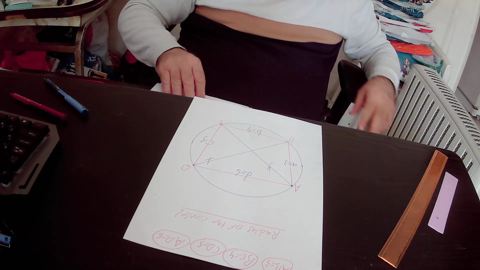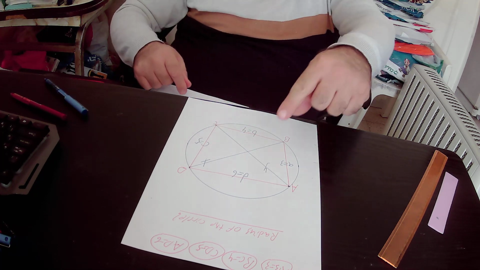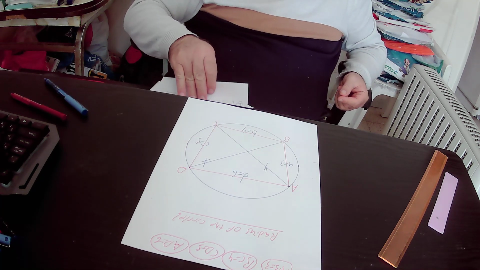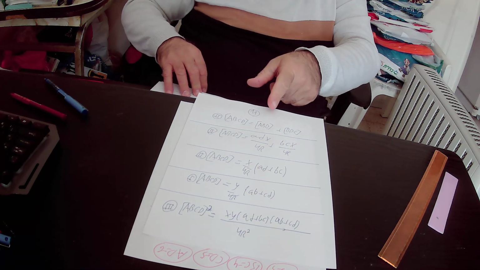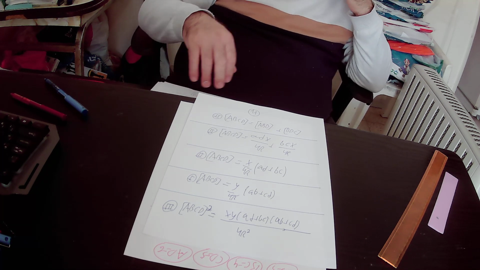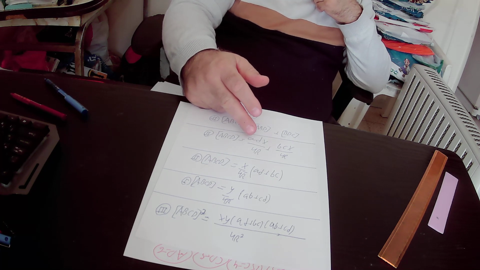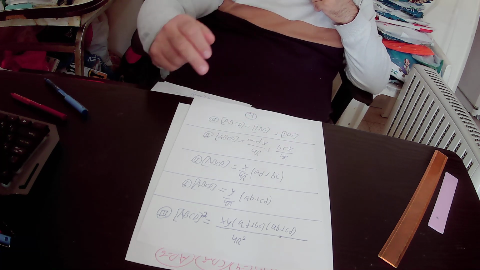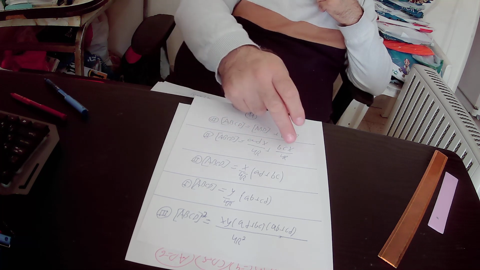If we combine triangle BDC with triangle ABD, we will get quadrilateral ABCD. Therefore, the area of quadrilateral ABCD will be equal to the area of triangle ABD plus the area of triangle BDC. We have already found out that the area of triangle ABD equals ADX over 4R, and the area of triangle BDC equals BCX over 4R. So the area of quadrilateral ABCD will be equal to this expression.